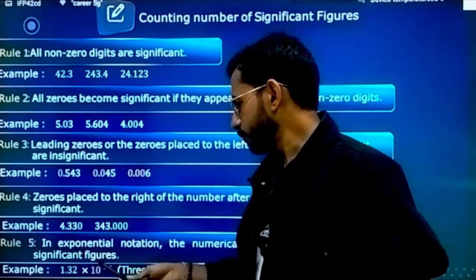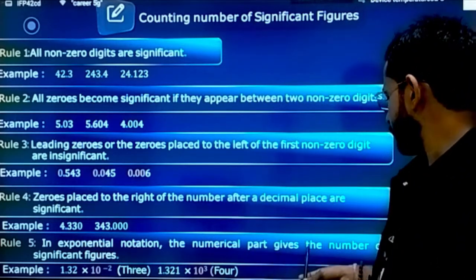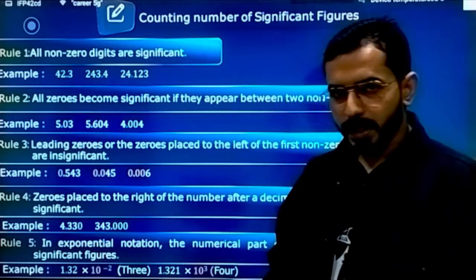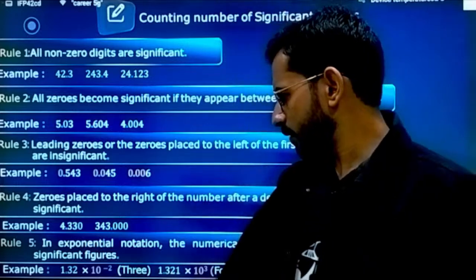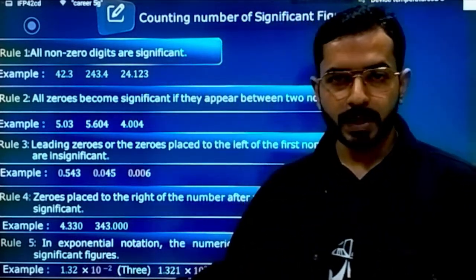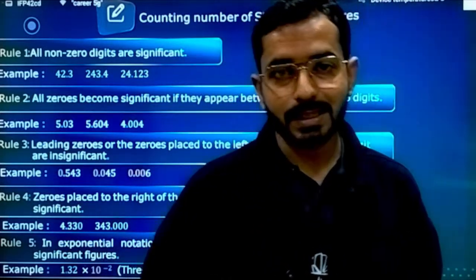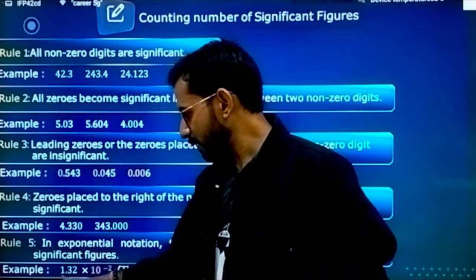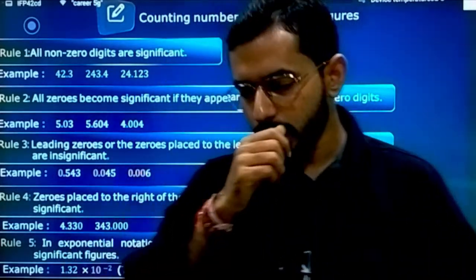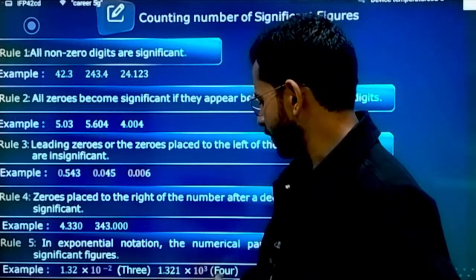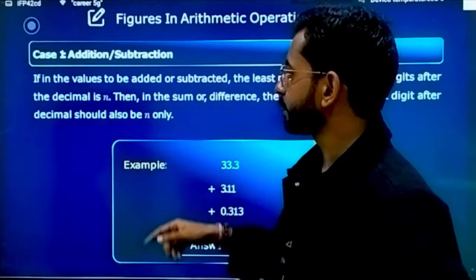Let's move to the next one. Exponential notation: the numerical part gives the number of significant digits. In exponential notation, you have the exponent part present here. Let's suppose in this example, 1.32 into 10 power minus 2. This 10 power of minus 2 is insignificant. We don't consider it as a significant figure. The significant figure present is 1.32. If you have to quote it, it will have only 3 significant digits. Is it clear? Same example here, how many significant digits are present? 4 significant digits are present.